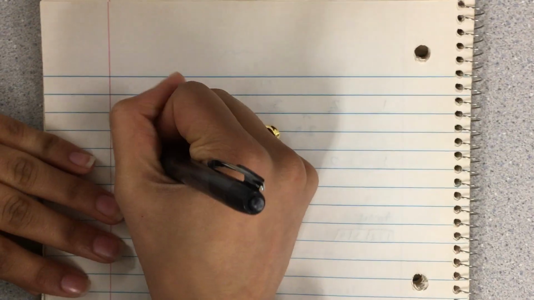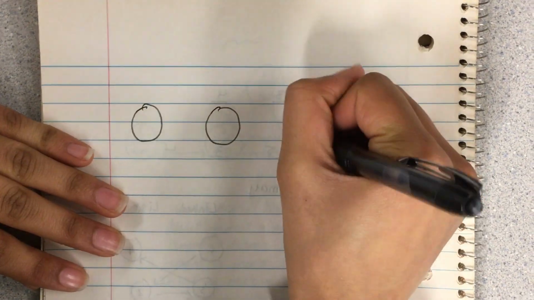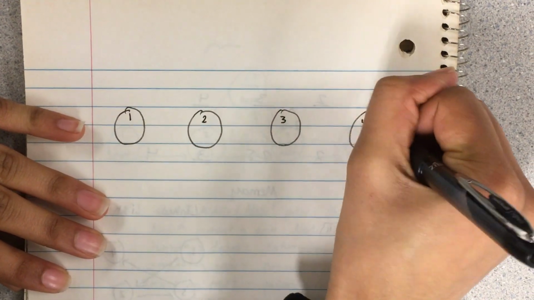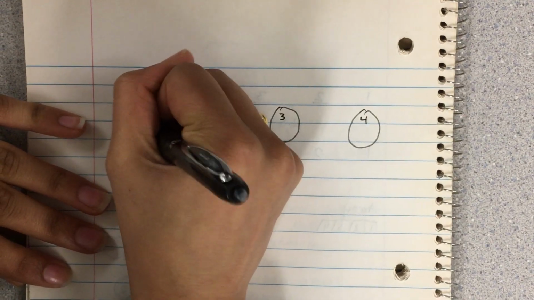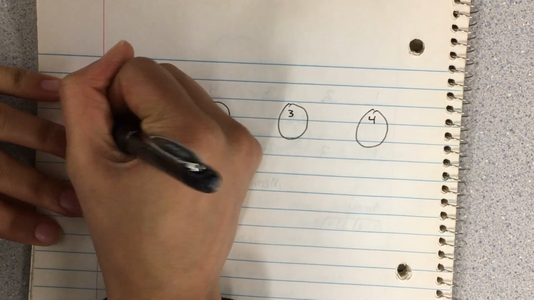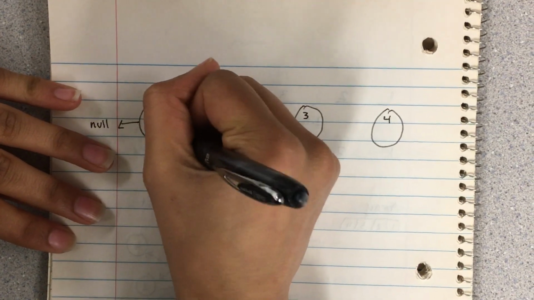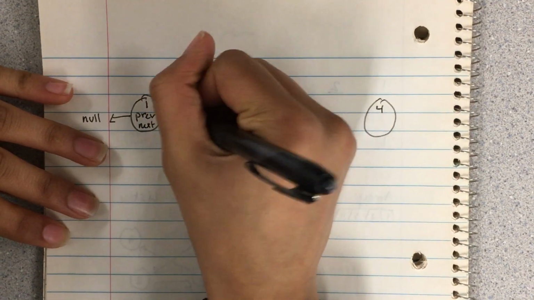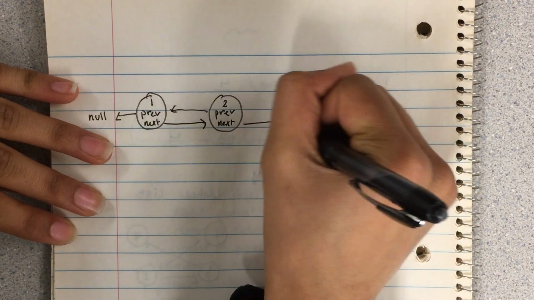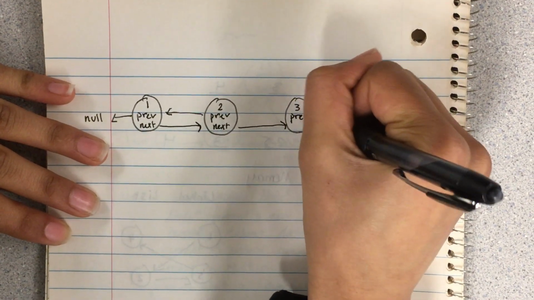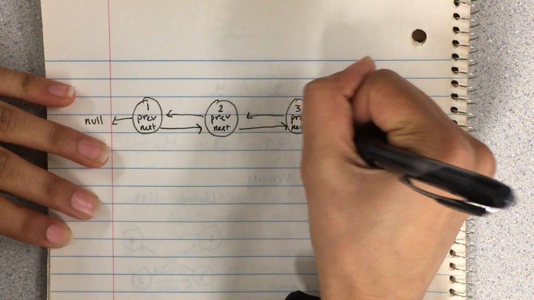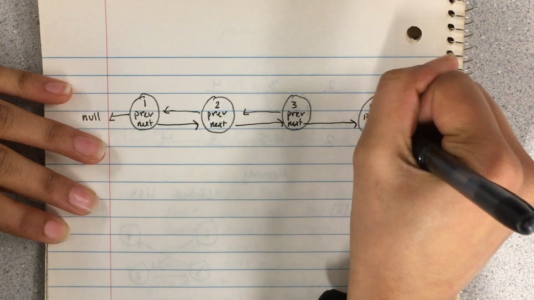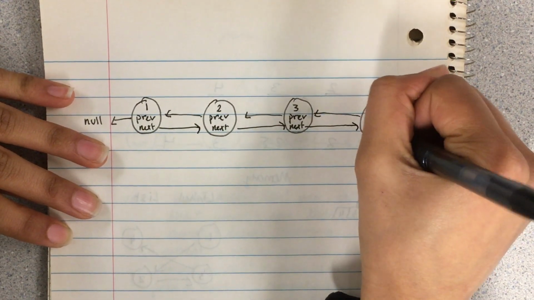So we would have 4 elements, with datum values 1, 2, 3, and 4. The previous pointer of the first element would be a pointer to null. The next pointer would be a pointer to 2. The previous pointer of the second element would be a pointer to 1. Its next pointer would be a pointer to 3. The previous pointer of the third element would be a pointer to 2. Its next pointer would be a pointer to 4. The previous pointer of 4 would be a pointer to 3, and its next pointer would be a pointer to null.